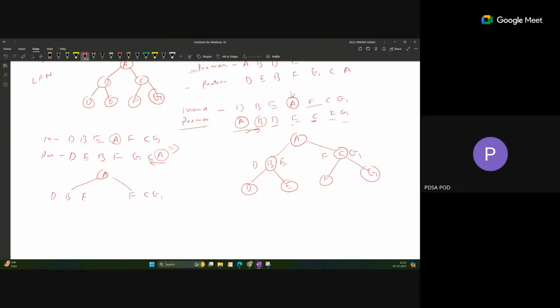Now the next node is C. So C will become a node at this level. Now F will come at the left, G will come at the right. Next is the B node. So B will become a node, D will shift to this side, E will become a node, and D will become a node. Okay, now you have the tree.